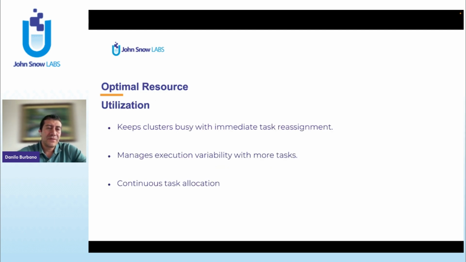How do more partitions also help with optimal resource utilization? By having more tasks than cores, you ensure that when some tasks finish early, new tasks can immediately take up the free cores, keeping the cluster busy. Variability in task execution times due to data size or computation complexity is better managed when there are more tasks than cores, as this allows for immediate reassignment of resources, maintaining high utilization rates.